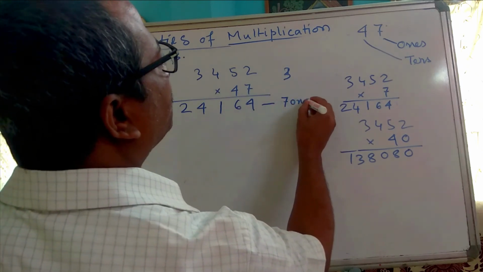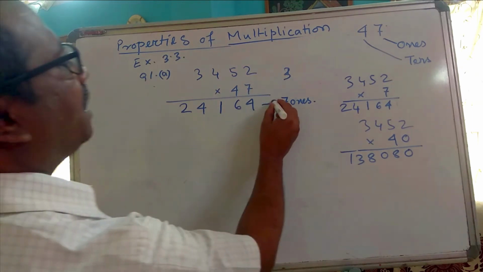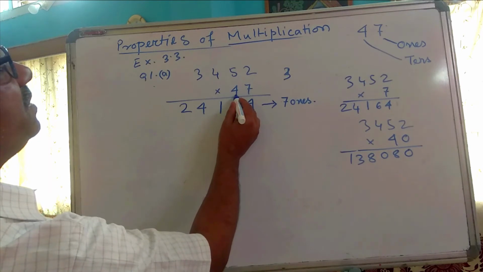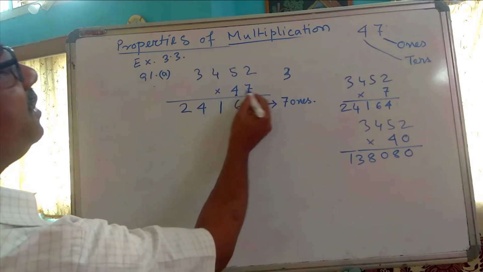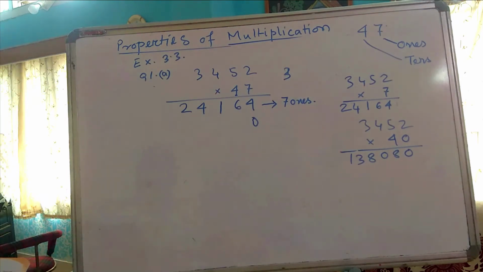7 ones multiplied with 7 ones. Now we have to multiply with 4 tens. The 4 is in the place of tens. So 4 tens means 0 will come here in the unit place.